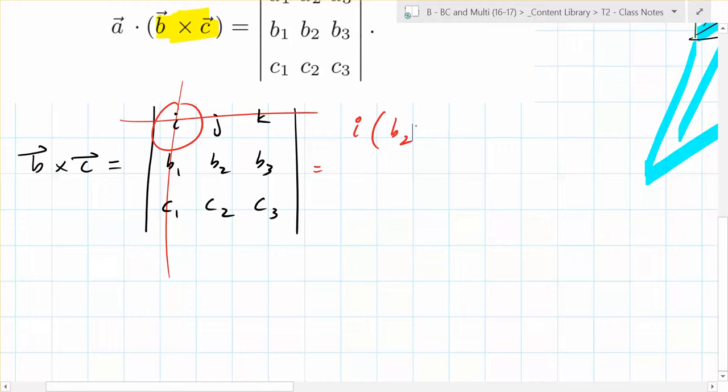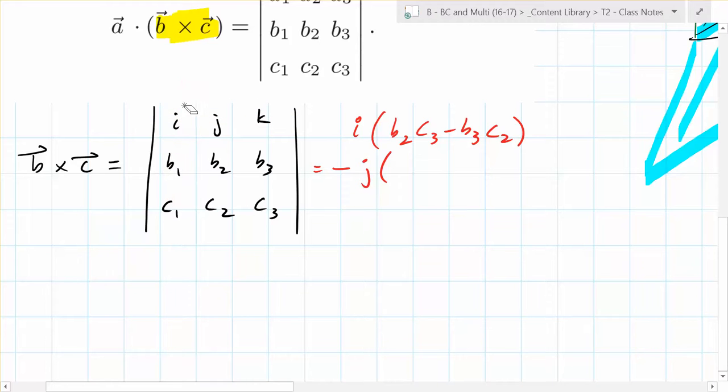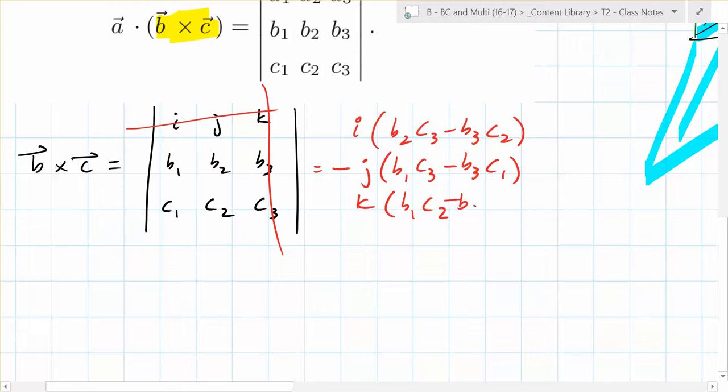B2, C3, yep. Minus B3, C2, and then the trick was it's negative J times what? Then you erase this, right? Yeah, you do these two instead, and you get what? B1, C3 minus C1, and then you get K times B1 what? B1 C2 and C1, right?